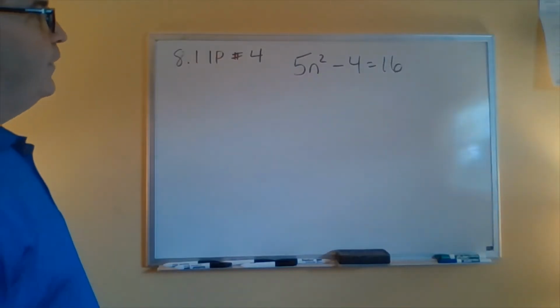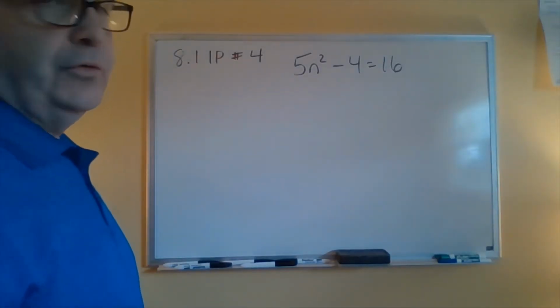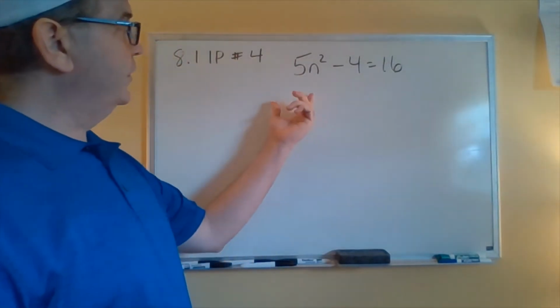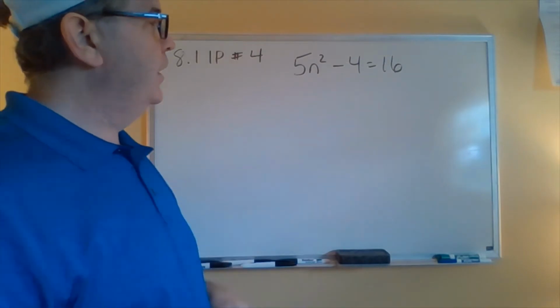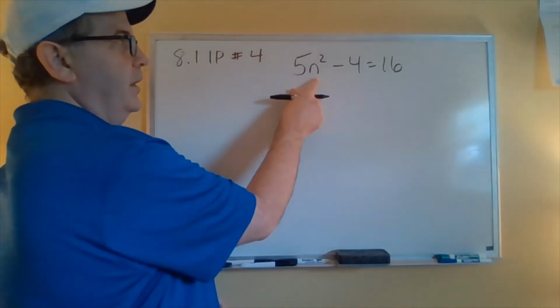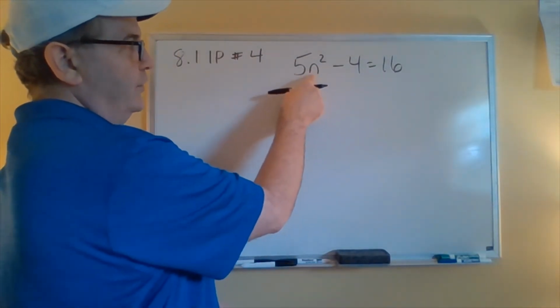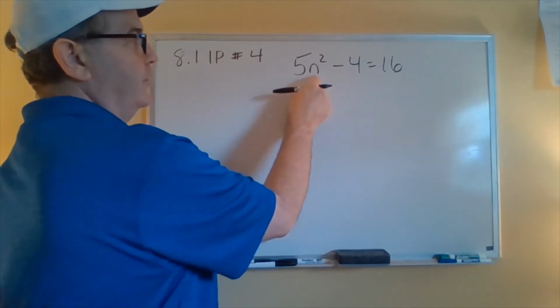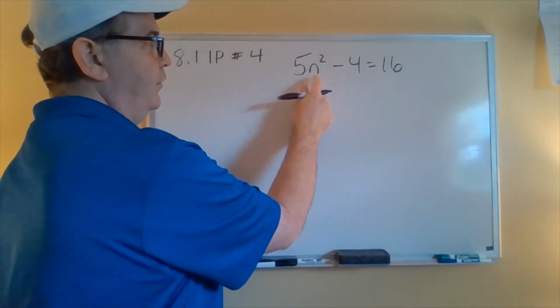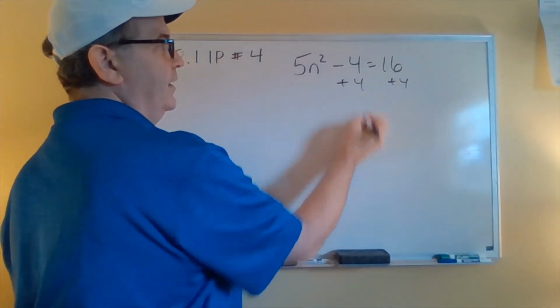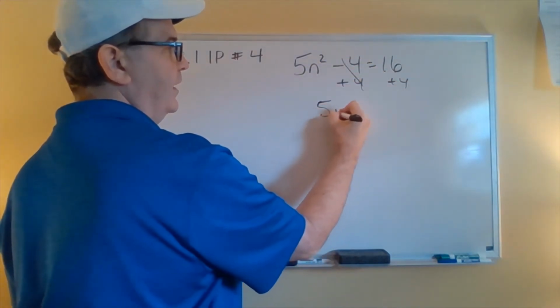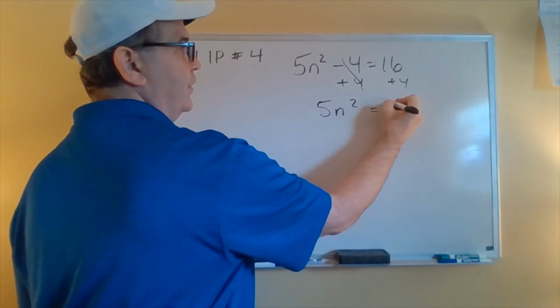Number 4, we have 5n squared minus 4 equals 16. Again, because we're using the square root method, we want to get squared component equals a number. What is our squared component? It's n squared. The exponent belongs to the thing that's just to the left. So n squared is what we're looking to get by itself. So I'm going to start by adding 4 to both sides. My 4's cancel out on the left side. I get 5n squared equals 20.